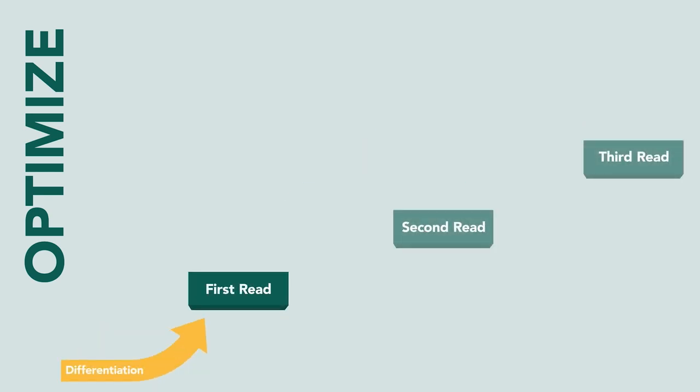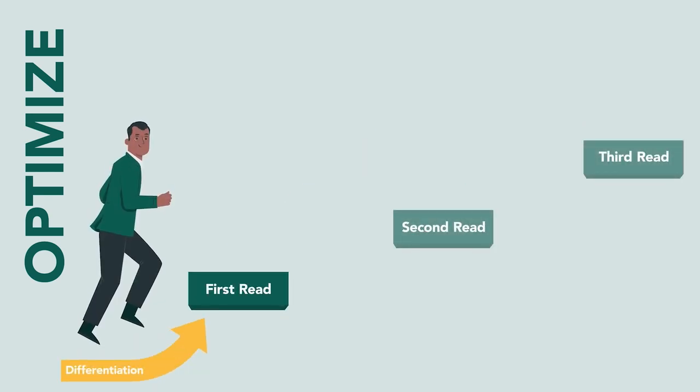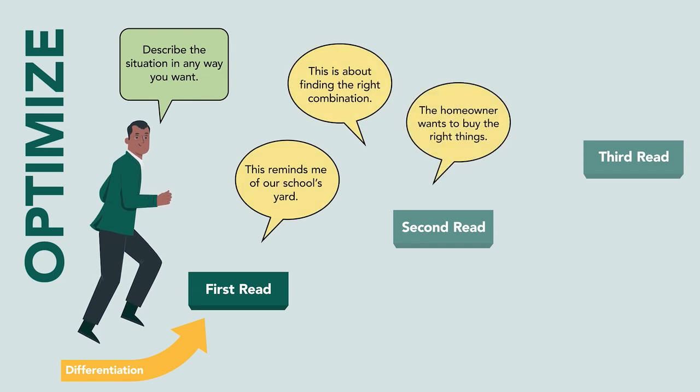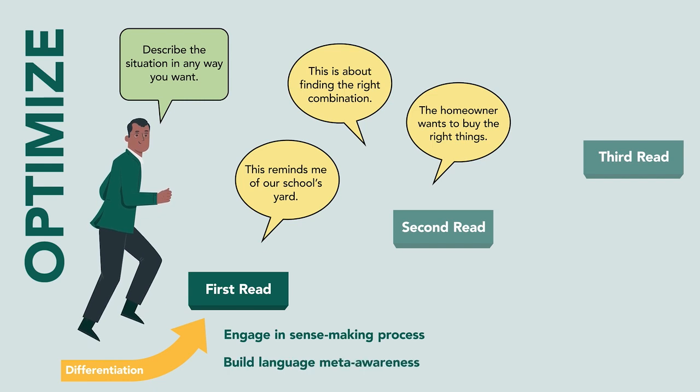For example, before asking students to describe what the situation is about without using numbers, ask them to first describe the situation in any way they want. By allowing students to choose how they respond, students will feel invited to contribute and, as a result, engaged in the sense-making process. Once you have them describe the situation without numbers, they can then focus on how to use language differently and help build their language meta-awareness.